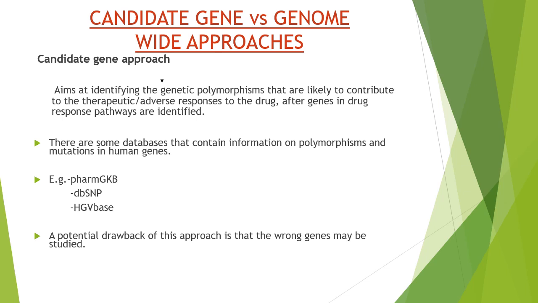there are some databases that contain information on polymorphisms and mutations in human genes. For example, PharmGKB, Pharmacogenomics Knowledge Base, has genotype and phenotype data related to drug response. dbSNP is maintained by NCBI and is for SNPs and frequencies of SNPs. HGVbase, Human Genome Variation Database, is for SNPs and polymorphisms. A potential drawback of this approach is that the wrong genes may be studied.